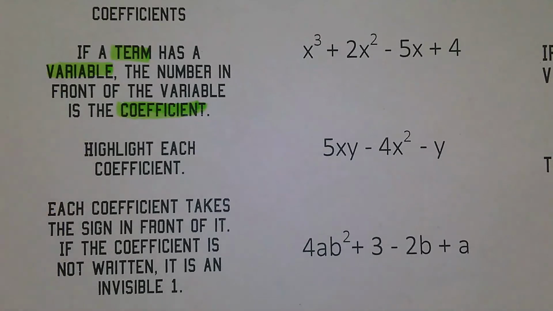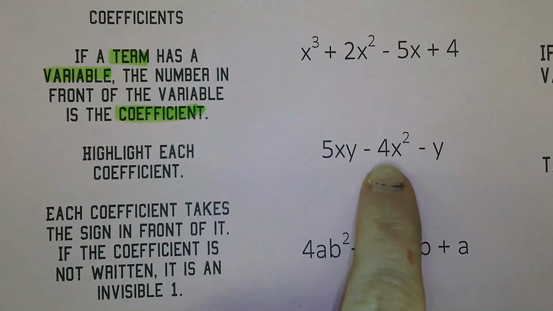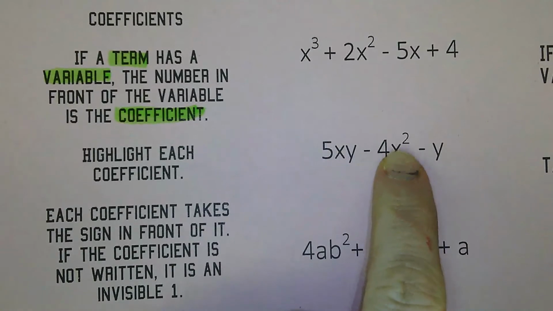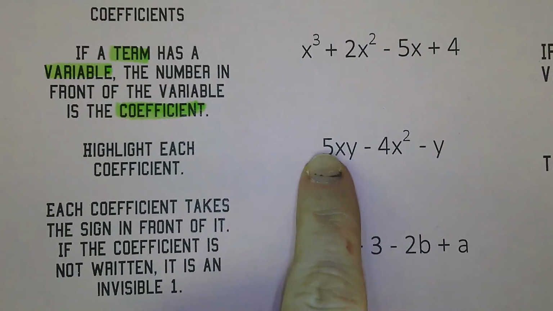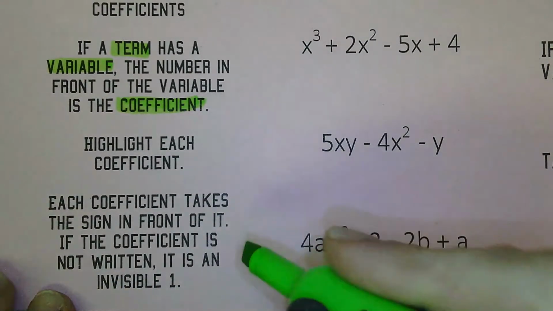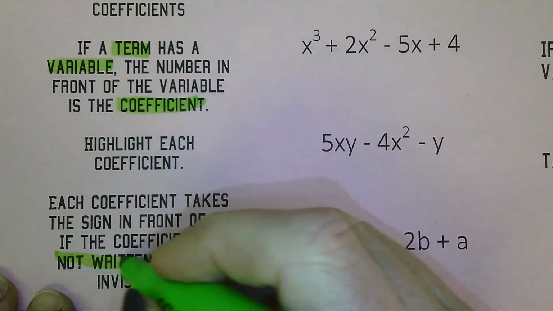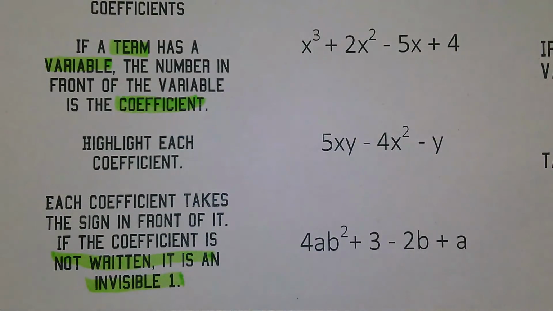We are going to highlight each coefficient, and each coefficient is going to have the sign of the number in front of it. So this one is going to be a negative 4x squared, so the sign in front of it. This one's going to be a positive 5 because there isn't a sign, which means it isn't negative. If there isn't a coefficient, if it's not visible, not written, then we pretend it's a 1. So just like on our food activity, if there was just a cheeseburger, that meant 1 cheeseburger.